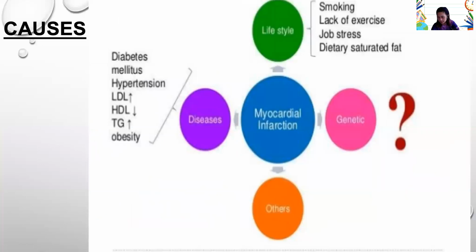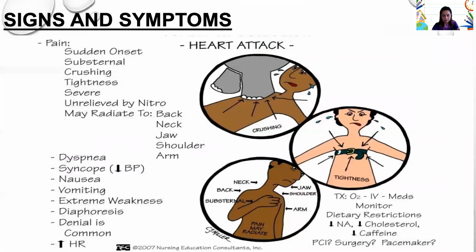Anong causes niyan? Same sa causes ng chest pain at saka ng coronary artery disease like diabetes mellitus, hypertension, LDL, yan yung mga types, and HDL, yan yung mga types ng cholesterol, triglycerides, cholesterol din yan, and obesity. Okay? Lack of exercise, stress, and dietary saturated fats, and smoking. So, yan yung mga causes ng MI.